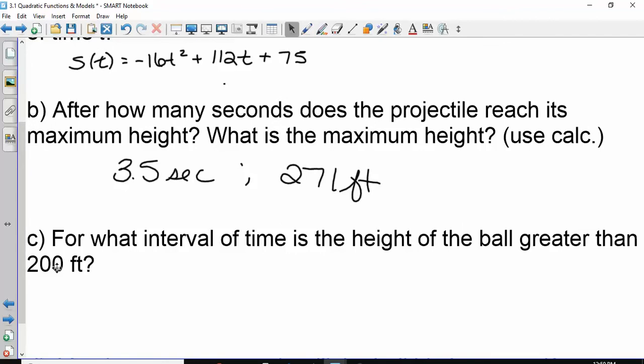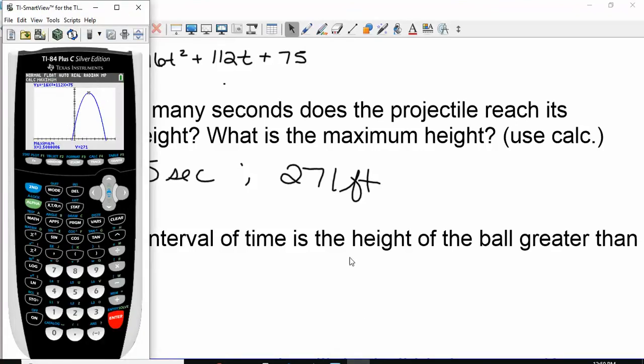So I want for what interval of time is the height greater than 200 feet? So let's use our calculator for this. I want to know, when are we above 200? One thing you could do, if you go to your y equals, you could go to y2 and set that to be 200, and all it's going to do is draw that line in when the height is 200. So we are above that height from here to here. Do you guys agree with that?